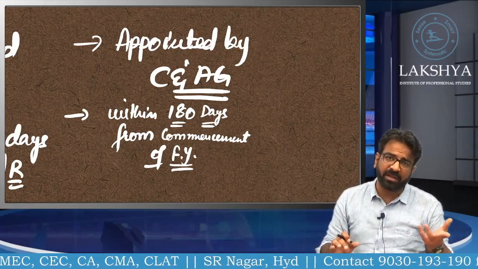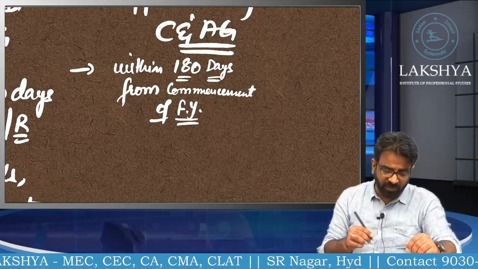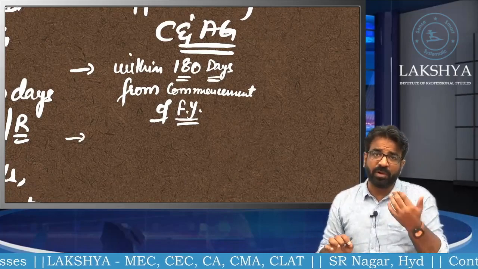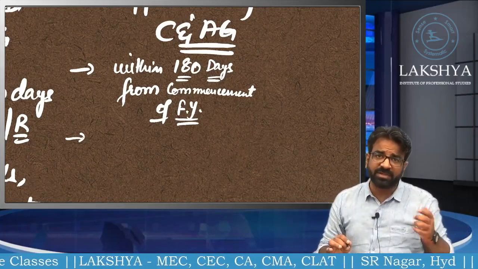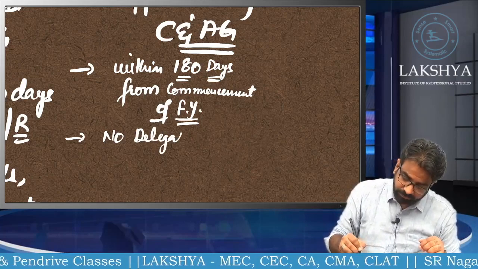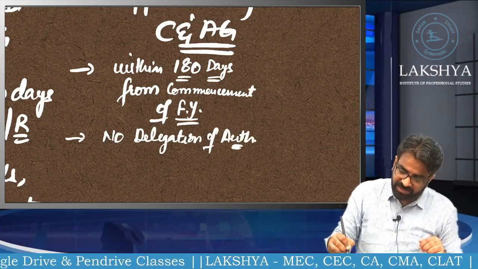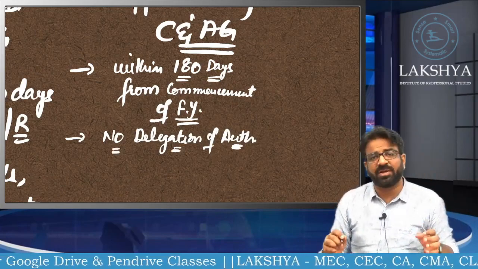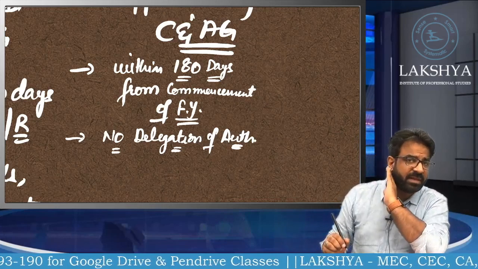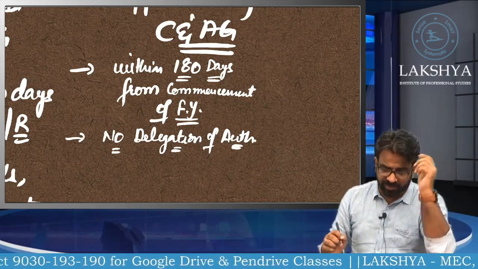Who will appoint? Again, government company means what? C&AG. Right, sir? So, within 180 days. Now, the next question is, sir, is there any delegation? Whether the board of directors can appoint or whether the shareholders can appoint? Answer is no delegation. No delegation of authority. Now, C&AG is only going to appoint which auditor? Subsequent auditors of a government company. No further delegation. Only C&AG has to appoint within how many days? 180 days from the commencement of the financial year.